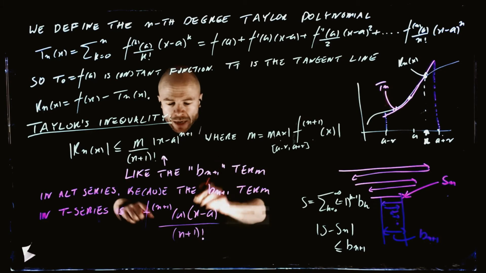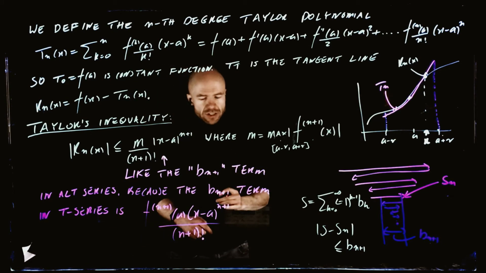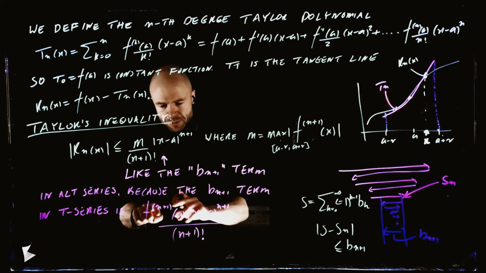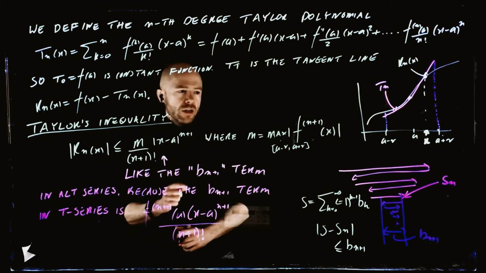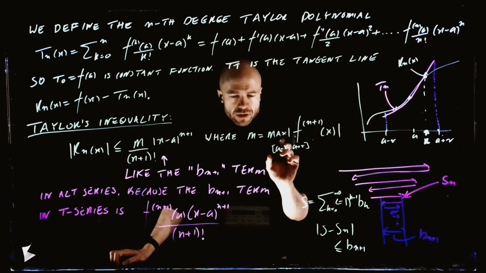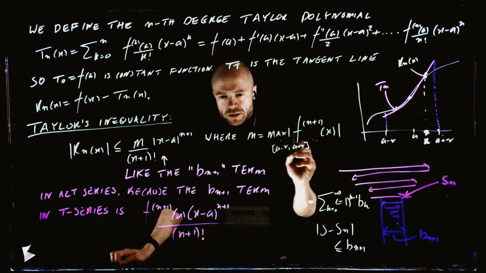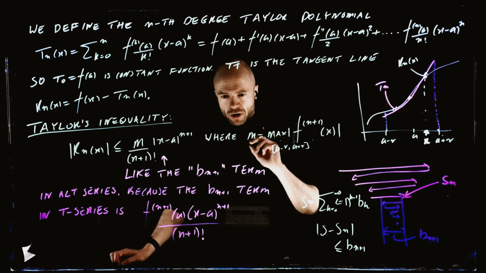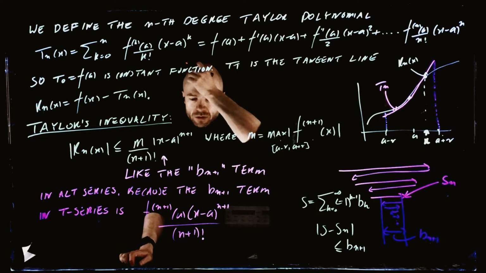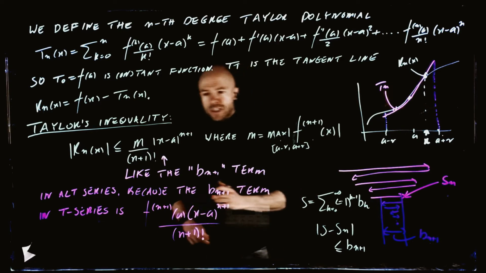So it's like the b_(n+1) term, but it isn't actually the b_(n+1) term because we can't just put in the (n plus 1)th derivative acting on a. We need something a bit stronger. We need to take the (n plus 1)th derivative where it's allowed to move over the interval and take the maximum of that. So it's like the b_(n+1) term, but a bit stronger. Okay? And why should you think of this as being reasonable?